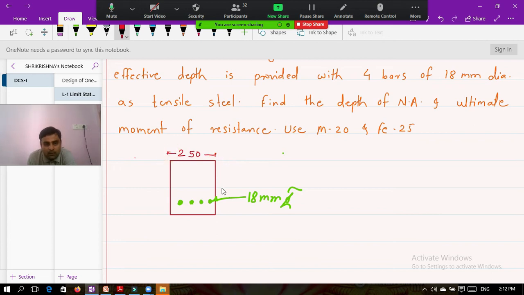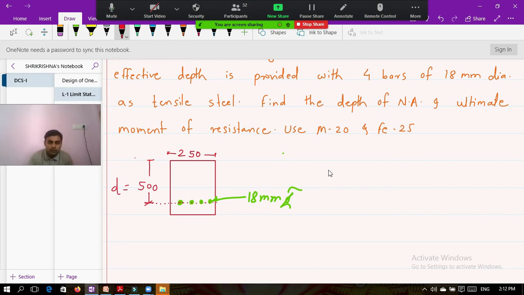They have not given us the overall depth. They said the effective depth, which means up to the center of this bar. So here may be the axis. This is the center line of the bars, and this depth is given to us as 500. This is nothing but the effective depth, small d, which is given to you.